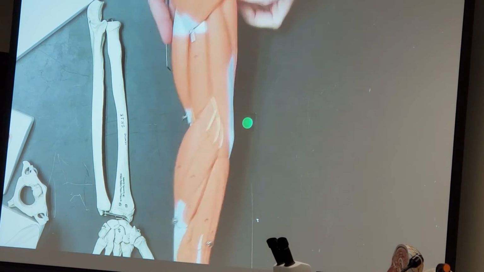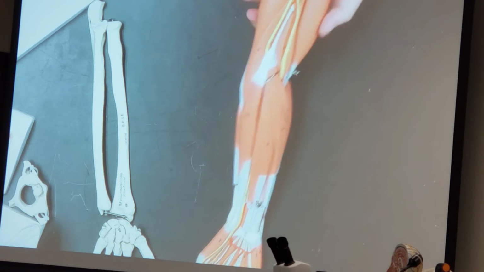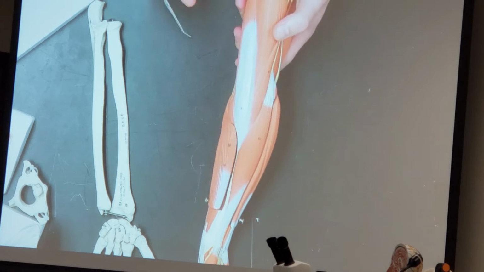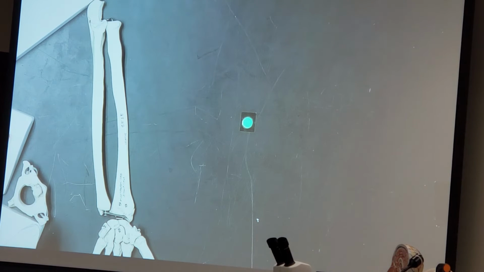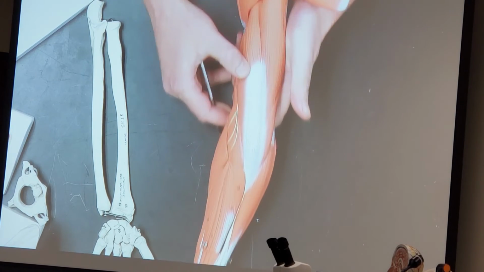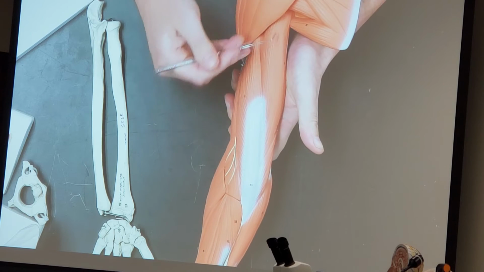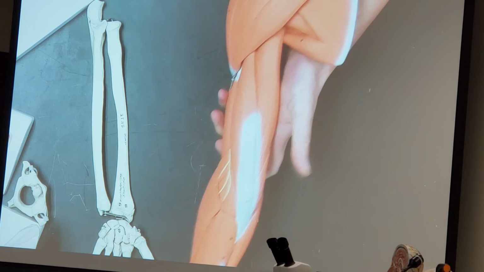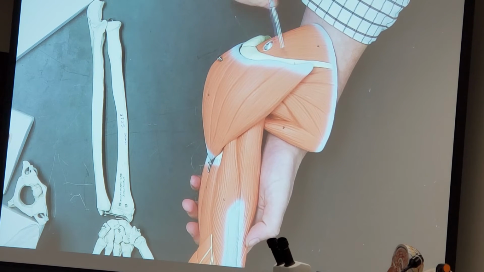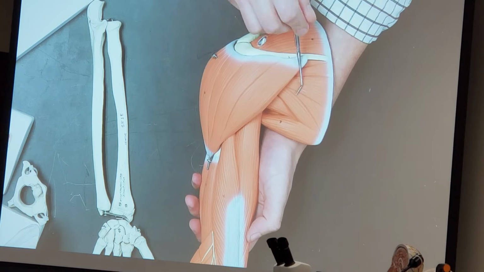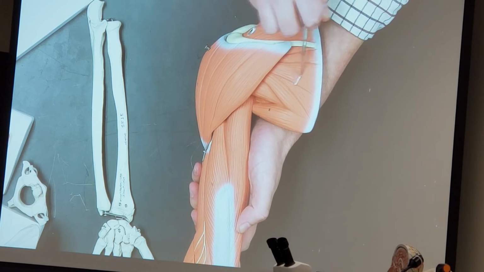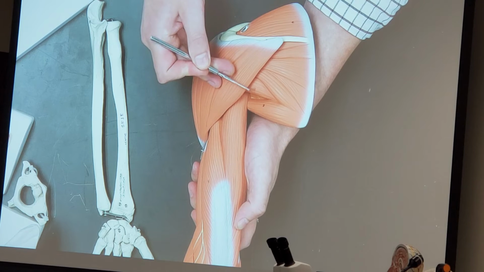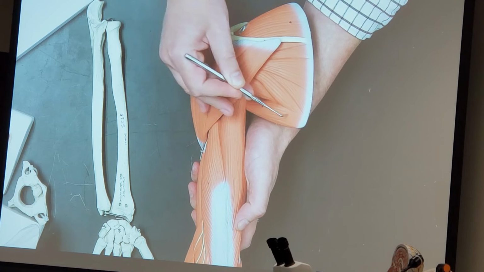So this is going to be, where is this? Left arm. So this is the lateral head, and this is the long head of the triceps brachii. Here you can see supraspinatus and infraspinatus. This is teres minor, and this is teres major.